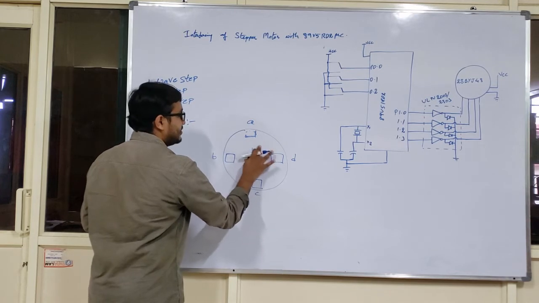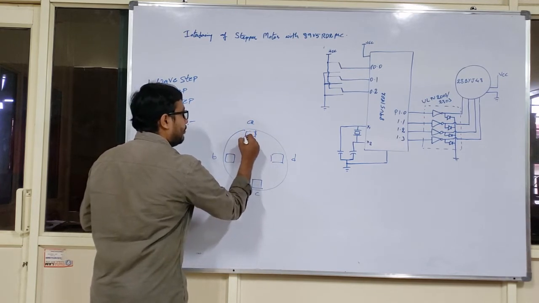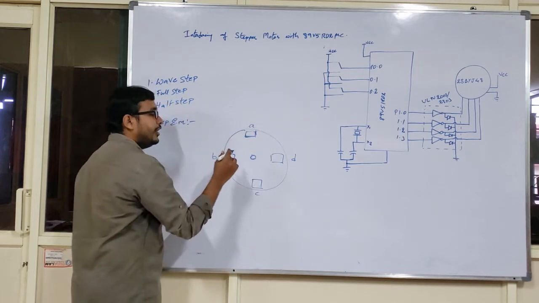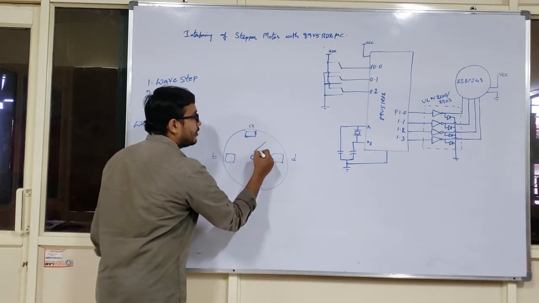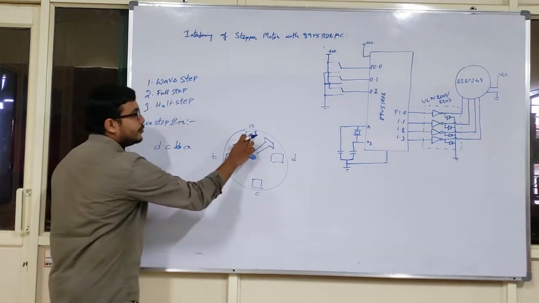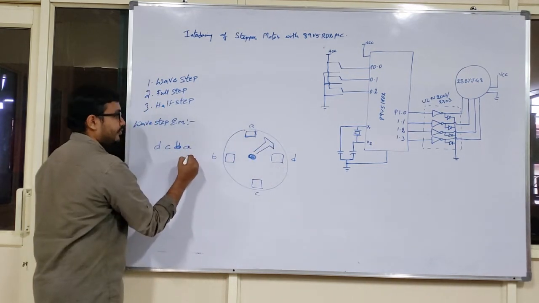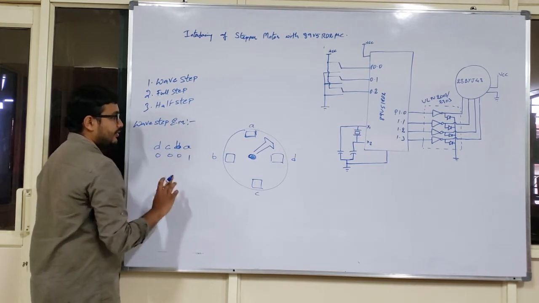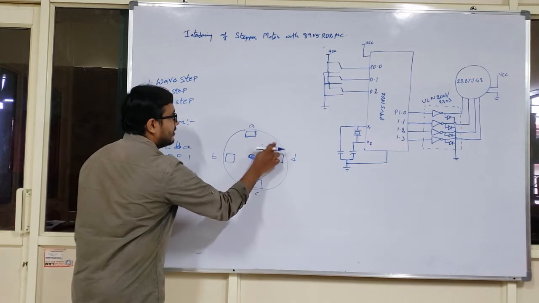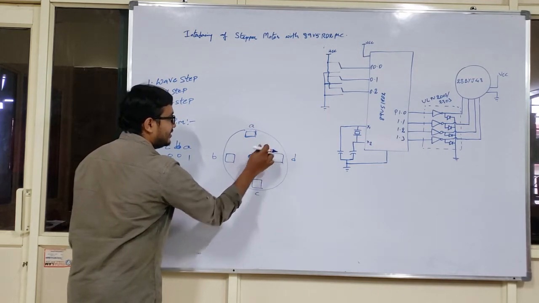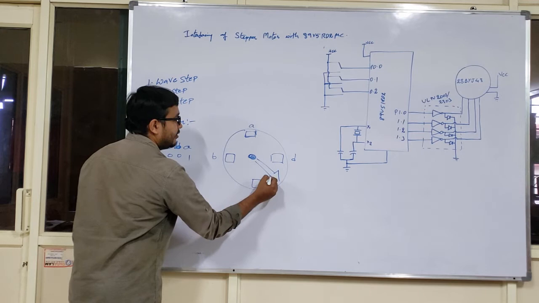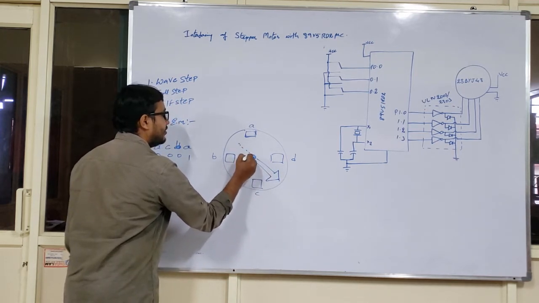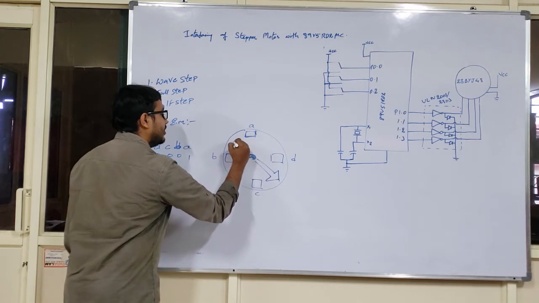Coming to the full step excitation mode, my shaft at any time will be in between 2 phases. These 2 phases are getting energized. Phase A as well as phase D are getting energized and the remaining 2 will be 0. And in the next pulse, the shaft may take a direction. If it is taking a clockwise direction, the shaft position will be here, or if it is taking an anti-clockwise direction, the shaft position will be here.